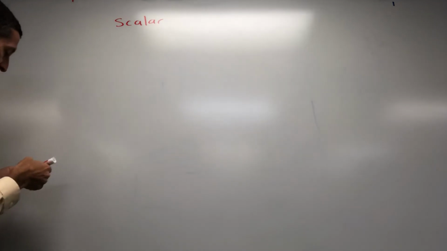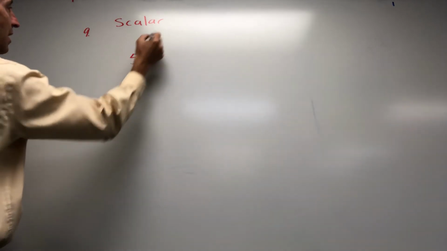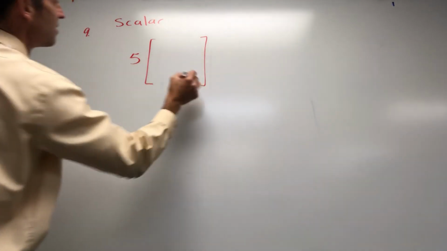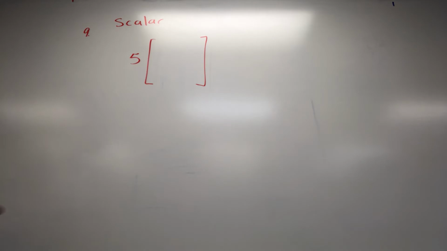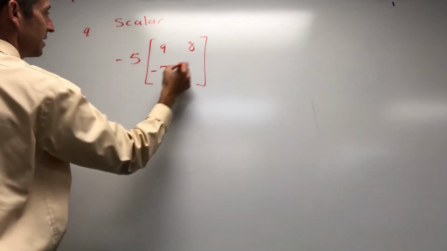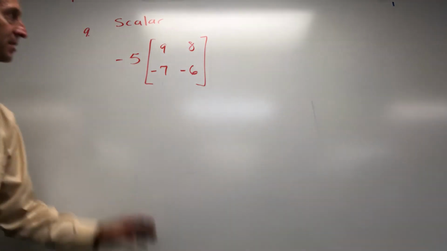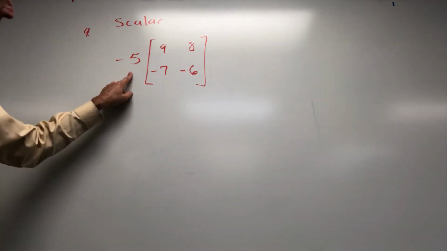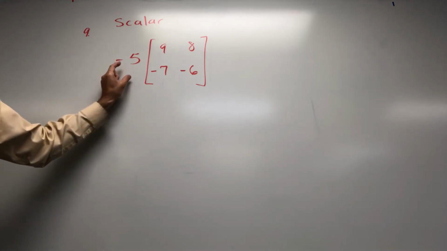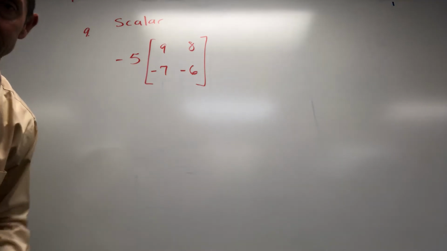So they call it a scalar. What number is this going to be here? Number 9. So let's throw a 5 on the outside right here. Just for fun, we'll make it a negative 5. 9, 8, negative 7, negative 6. So when you've got the 5 on the outside, it's called scalar multiplication. And when it's sitting right there, it's going to multiply, multiply, multiply, multiply times everything on the inside.